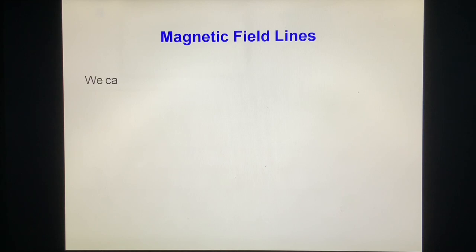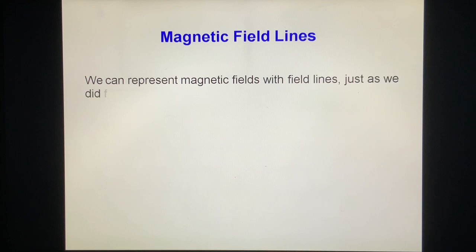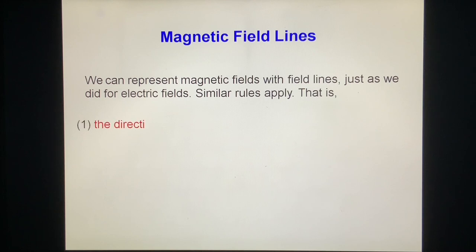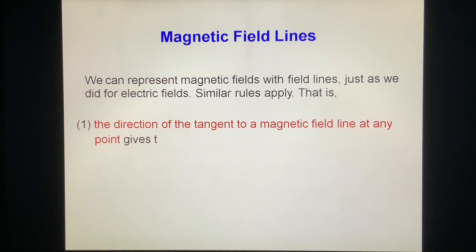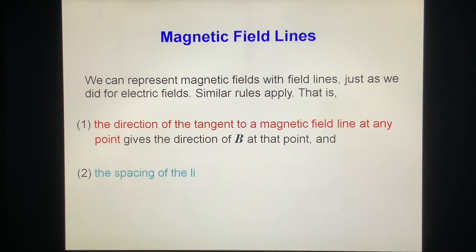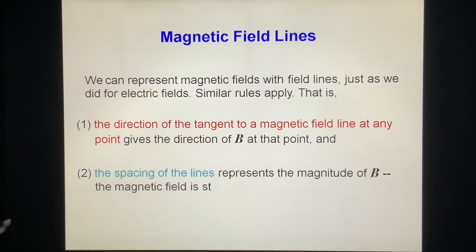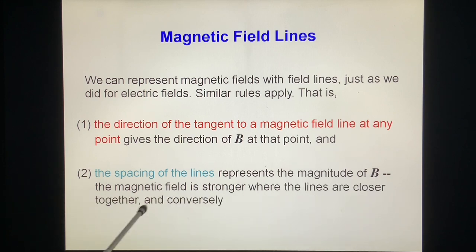Magnetic field lines. We can represent a magnetic field with magnetic field lines, just as we did for electric fields. Similar rules apply. One, the direction of the tangent to a magnetic field line at any point gives the direction of B at that point. And two, the spacing of the lines represents the magnitude of B. The magnetic field is stronger when the lines are closer, and conversely.